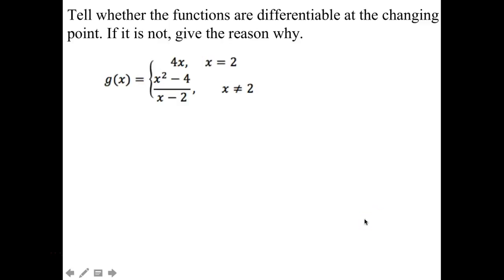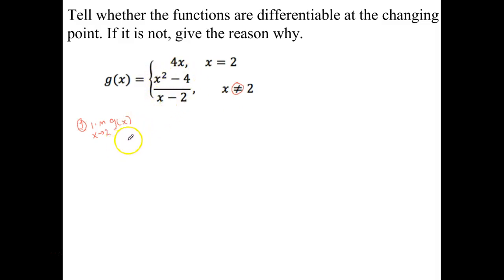Tell whether the functions are differentiable at the changing point. If not, give the reason. Now notice, on this one, I only included this for one reason because I put a does not equals and an equals sign here. Okay, remember, you still got to do all the same stuff. Do the rule 1. Limit as x approaches 2 of our function g of x. Okay, which one or both do I plug into to get the limit? Well, remember, the does not equal sign is for limits. So I'm going to plug into this one.